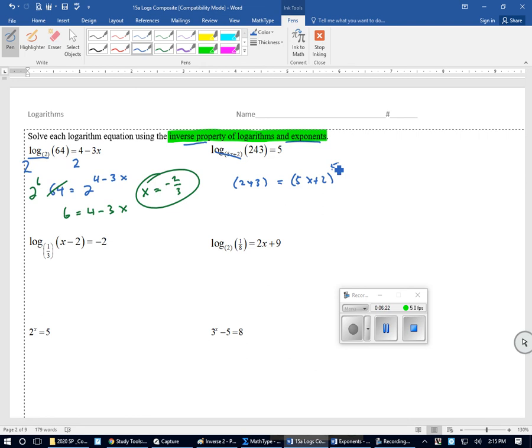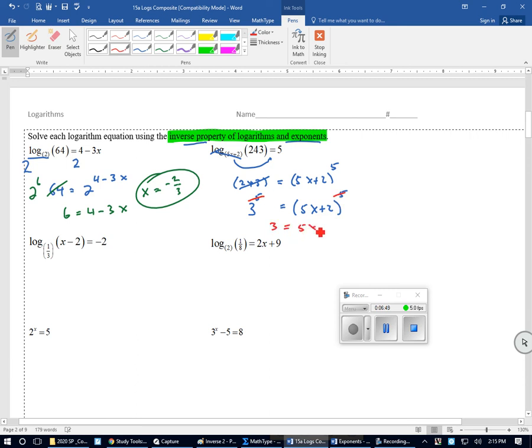Now, think of it this way. You cancel out the log and pull that over here as the base. 243, if you look on your chart, 243 is 3 to the 5th power. And since equal bases have equal exponents, I can cancel the exponents as long as everything's positive. You get 5x plus 2, so x is 1/5.